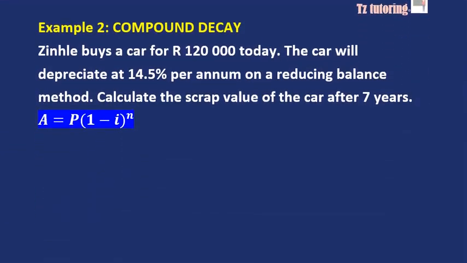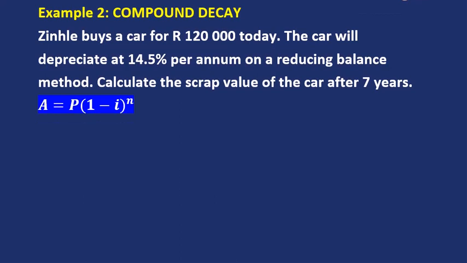Let's go on to example 2. Zinhle buys a car for 120,000 today. The car will depreciate at 14.5% on a reducing balance method. That tells you that this is a compounding decay question, because the depreciation is on a reducing balance method. Now the question is asking, calculate the scrap value of the car after 7 years. So the scrap value is basically what's left, the value of the car at the end of 7 years.